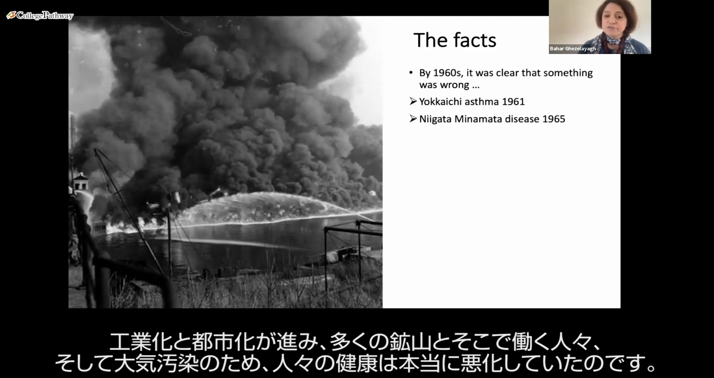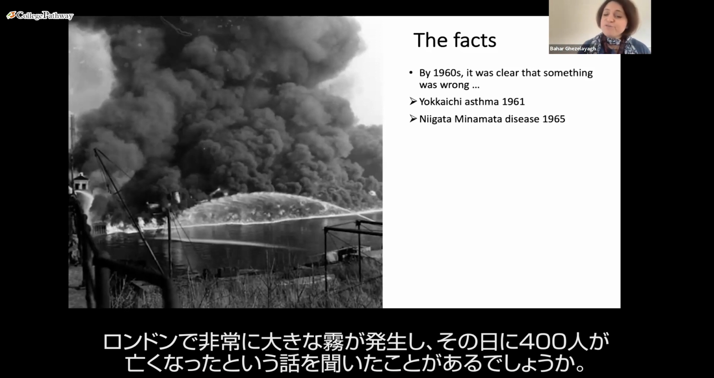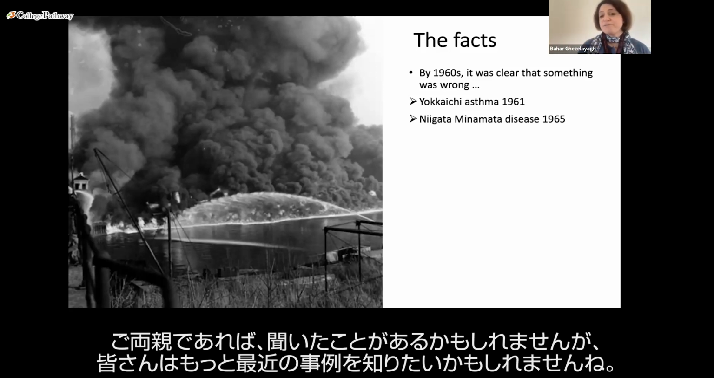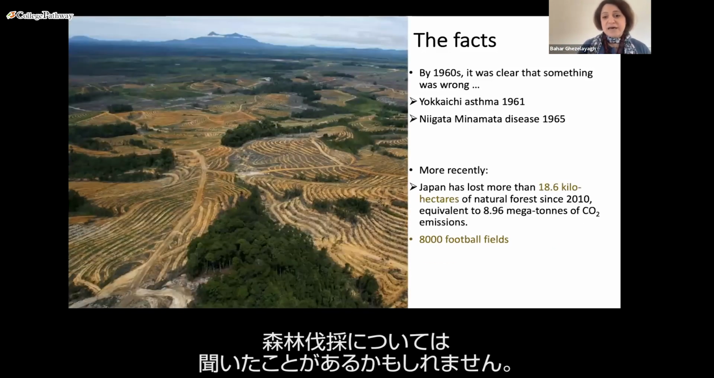These were some of the catastrophes that happened in Japan in the 1960s because of industrialization and urbanization, and people's health was really deteriorating because of many mines and people working and the air being very polluted. I don't know whether you've heard of the very big fog in London, when 400 people died on that day. So these were all catastrophes that were happening everywhere. If you ask your parents, they might have heard of this, but you might want some more recent examples. Maybe you've heard about deforestation.